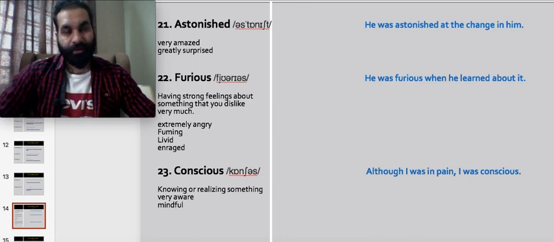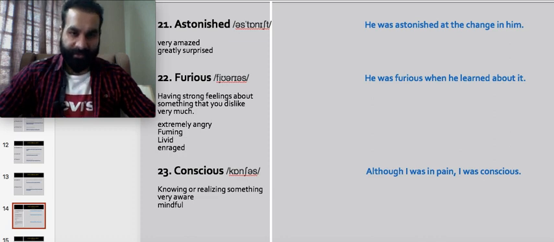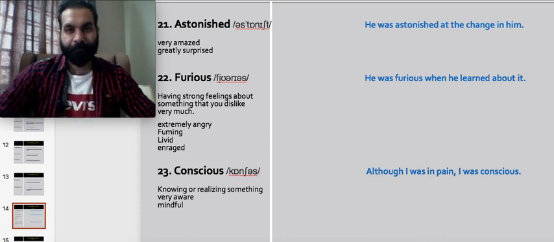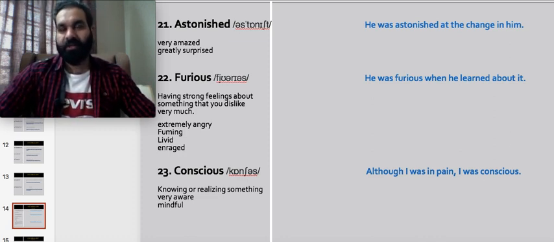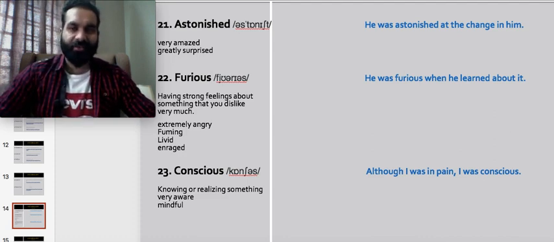The next word is astonished. Very amazed. Greatly surprised. This is what it means. A short sentence. He was astonished at the change in him.